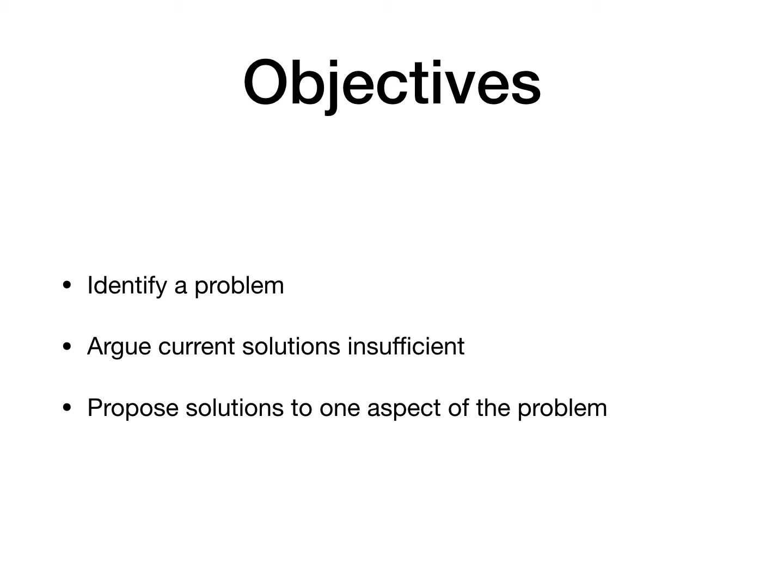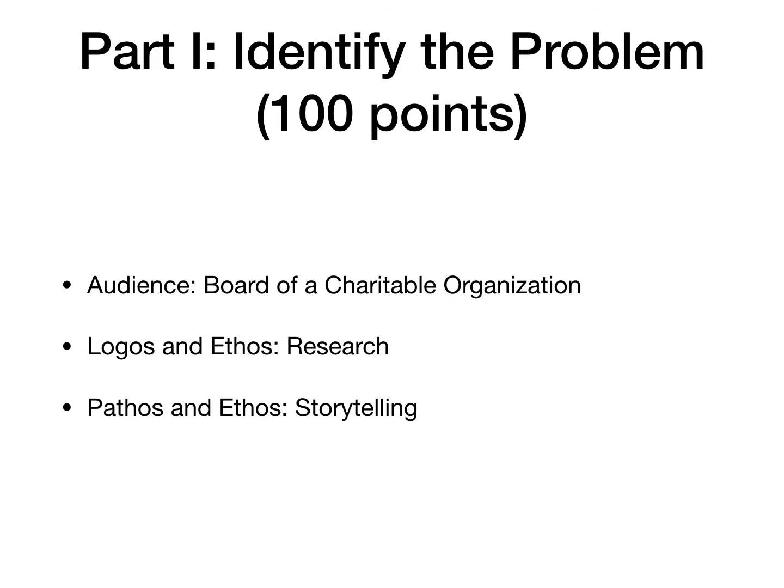So, the objectives of this project overall are to identify a problem, to argue that the current solutions aren't working, and to propose solutions to an aspect of the problem. Part one is worth 100 points. The whole assignment's worth 350. Part one is to identify the problem.